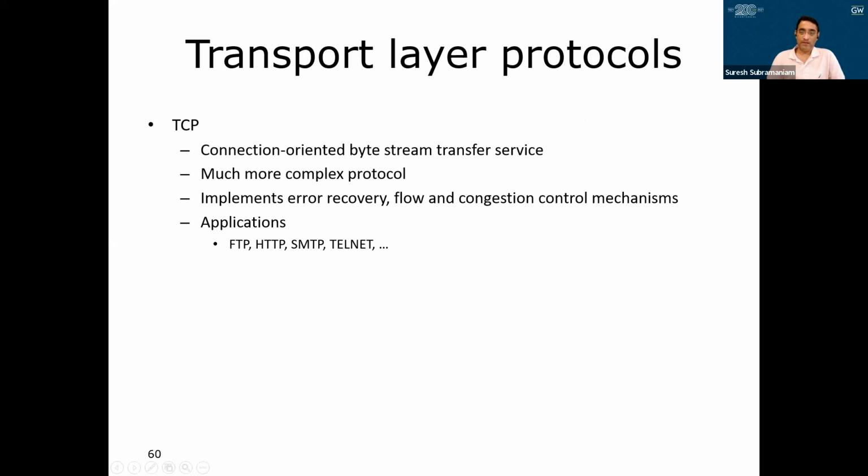TCP is the other dominant transport layer protocol. The combination of TCP and IP is so common that you might have heard the phrase TCP/IP a lot, right? So this is a much more complex protocol. It implements error recovery and flow and congestion control. That is, it reacts to congestion within the network, adapts its transmission rates, and so on.